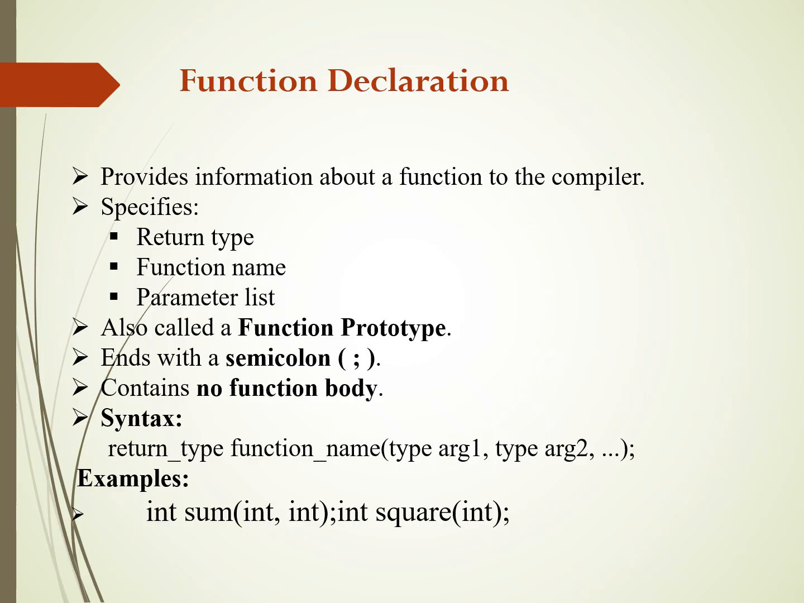When the compiler encounters a function call before the actual function definition, it uses the function declaration to check whether the function name, return type, and parameters are correct. This helps to detect programming errors during compilation. So remember that a function declaration is also called a function prototype.